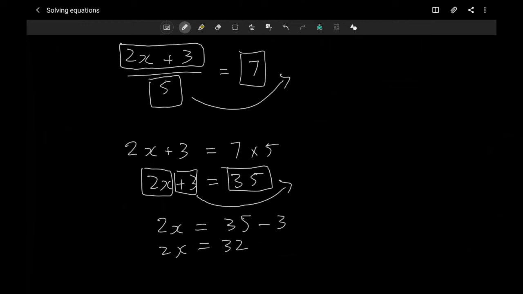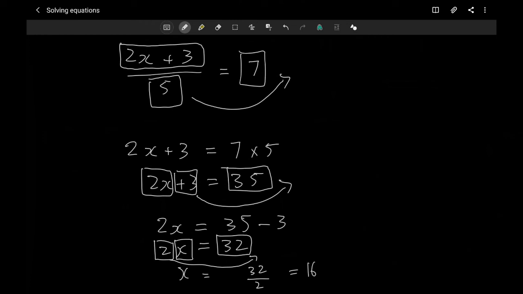So let's see where our boxes are. Our first element is 32. The second box is 2. And the third box belongs to the x. So if we want x by itself, then we need to move the 2 over. Now, because the 2 is a multiplication, when we move it over to the left-hand side, it becomes a division. So we have 32 divided by 2, and the answer is 16.